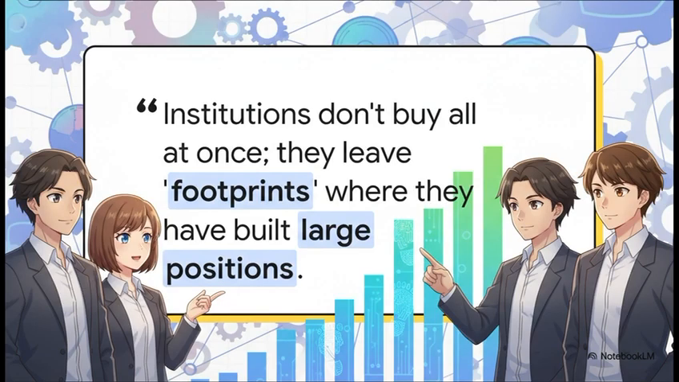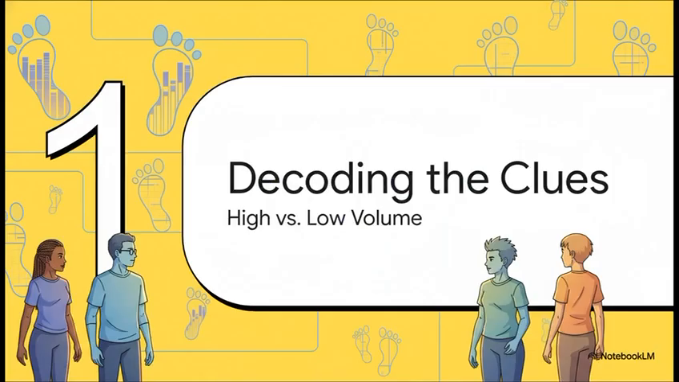So why is this such a big deal? Because the huge players, the institutions, the smart money, can't just click a button and buy $1 billion worth of something. It doesn't work like that. They have to carefully, methodically build their positions at certain price levels. And that whole process leaves behind these massive, heavy footprints in the volume data. Our job is to learn how to spot them.